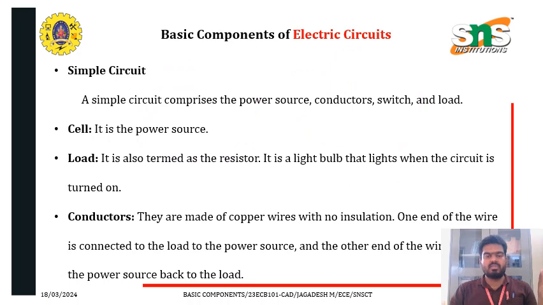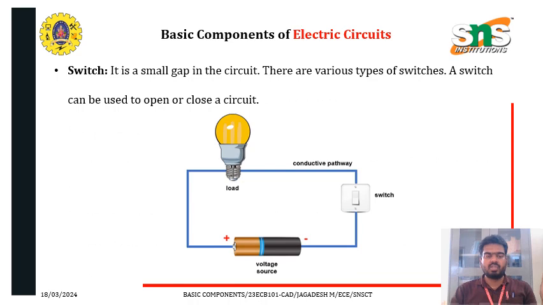A simple circuit comprises a power source, conductors, a switch, and a load. The cell is the power source. The load is also termed the resistor. It is a light bulb that lights when the circuit is turned on. Conductors are made of copper wires with no insulation. One end of the wire is connected from the load to the power source, and another wire is connected from the power source back to the load. A switch is a small gap in the circuit. There are various types of switch. A switch can be used to open or close the circuit.